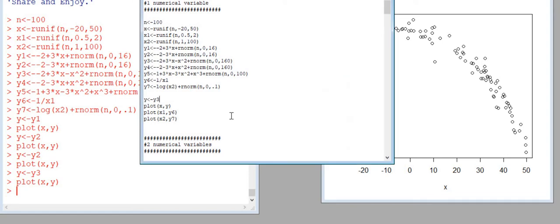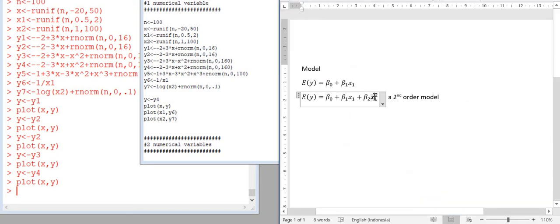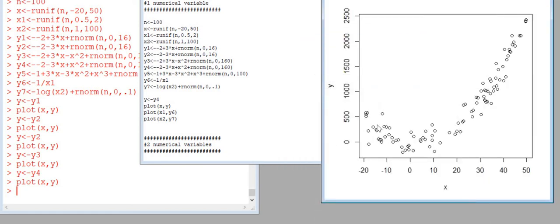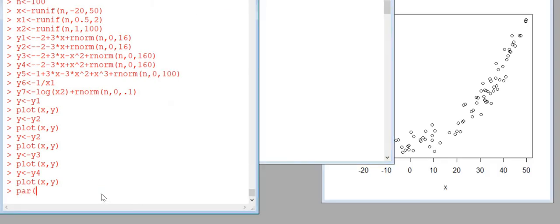Okay, so now what if we have a different pattern, something like this. Actually, it's similar to the previous one. We have a curvature trend. So here I will propose again the same model, just like this, but the difference is that because this is an upward curvature, I will expect that the sign of beta 2 is positive.